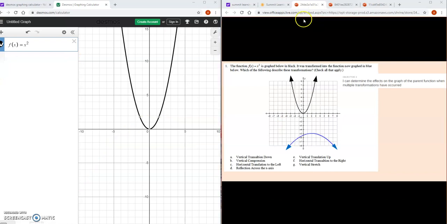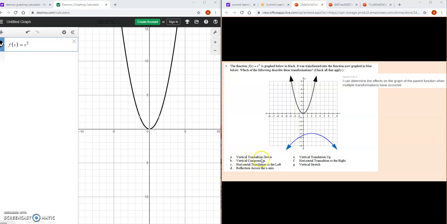Okay, so now let's go ahead and discuss some objective 3 examples. So this one says the function f of x equals x squared, which is your parent function, which is already here, is graphed below in black. It was transformed into the function now graphed in blue. Which of the following describe this transformation? Check all that apply.